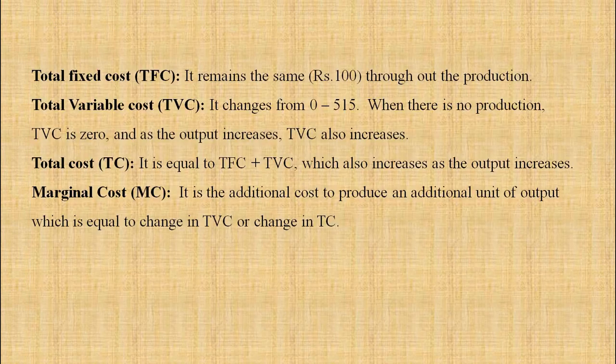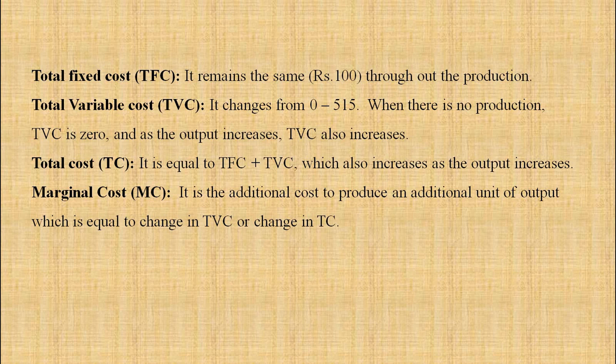Okay. The next concept is total fixed cost. It remains the same, that is rupees 100 throughout the production. Total variable cost changes from 0 to 515. When there is no production, TVC is 0. As the output increases, TVC also increases. Total cost is equal to TFC plus TVC, which also increases as the output increases.